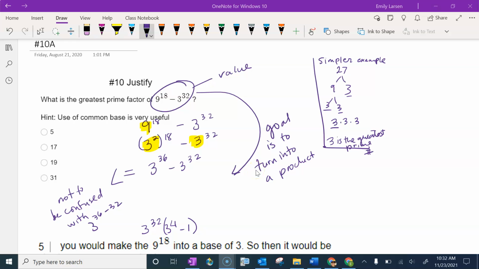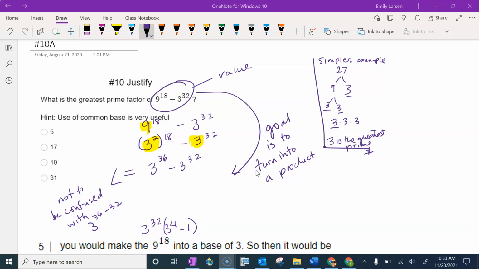Okay, here's justify number 10. It's asking, what is the greatest prime factor of this value, 9 to the 18th minus 3 to the 32nd? And I did give you a hint. I use a common base. Using a common base is very useful.